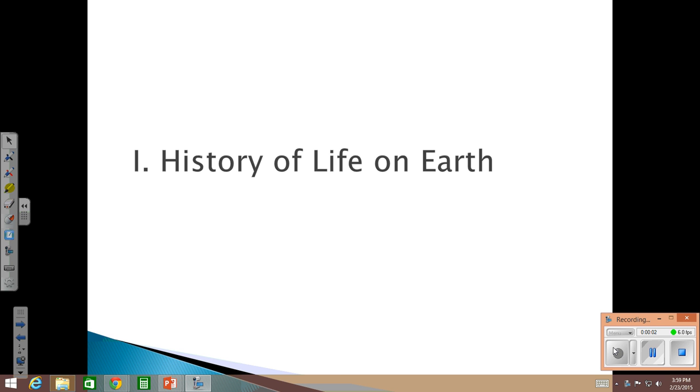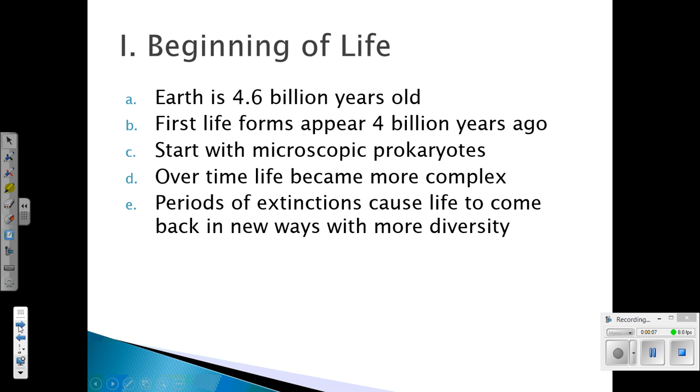This is Unit 10, Taxonomy, and Section 1, History of Life on Earth. Based on carbon dating and other kinds of examination of rock layers, we have dated the Earth to be 4.6 billion years old. And we have found multitudes of cell types at different rock layers and have been able to date life back to about 4 billion years ago, which is when the first cells seem to have appeared.